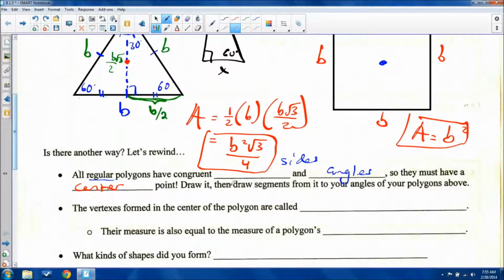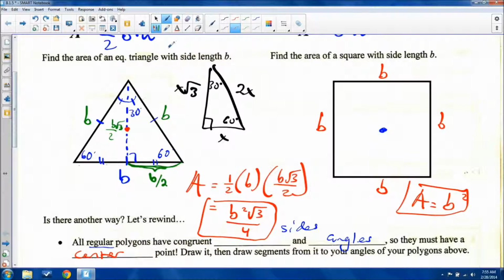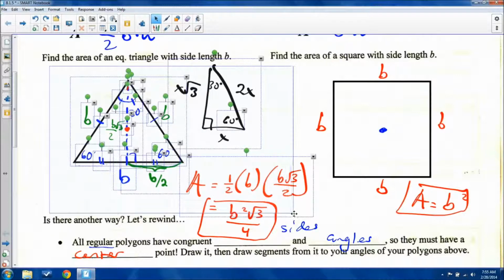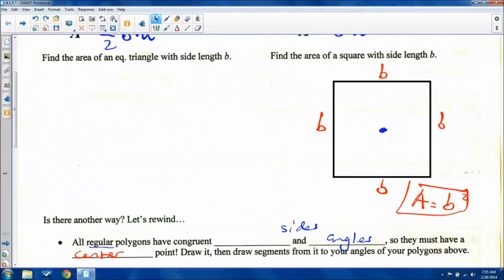Okay? Draw it, then draw segments from it to the angles of your polygons above. So that's what I'm about to do. So I drew a center point here. Now I'm going to draw lines from the center to my angles, or my vertices, I should say, like these right here. I'm going to actually delete all the other stuff inside. I'm just going to remake the triangle, if you don't mind.